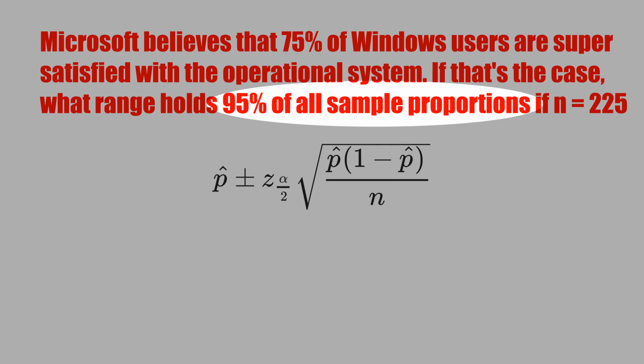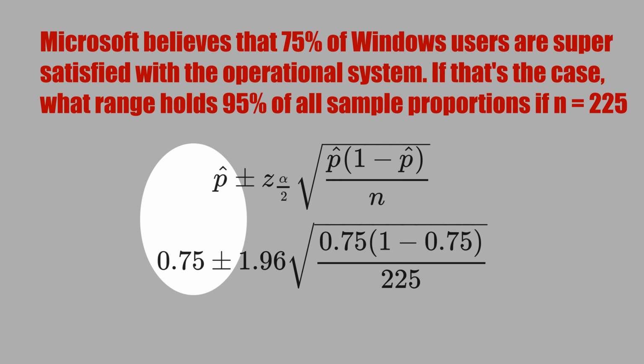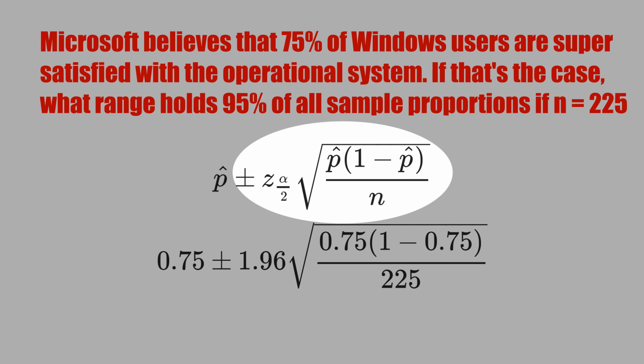In this question, we want to construct a 95% confidence interval for this proportion of 75% of users that are very satisfied with Windows. This is the formula to construct the confidence interval. The p hat here is 75%. Think of this as the midpoint of the confidence interval. And then this term here will give you the upper limit and the lower limit of the confidence interval.